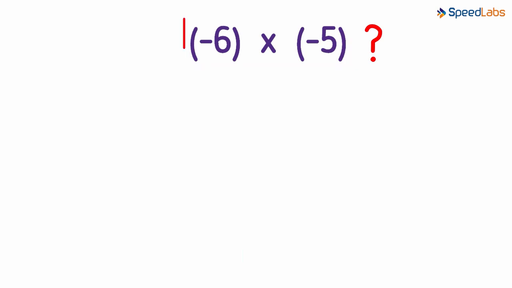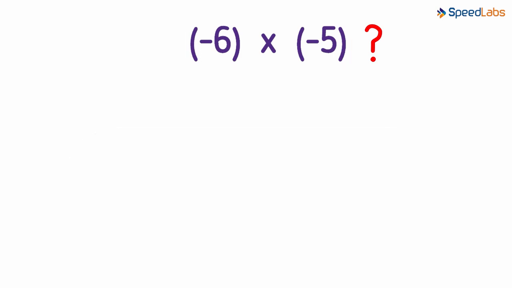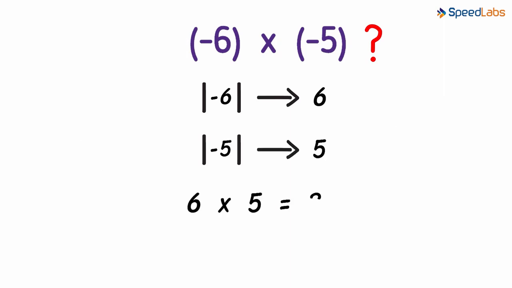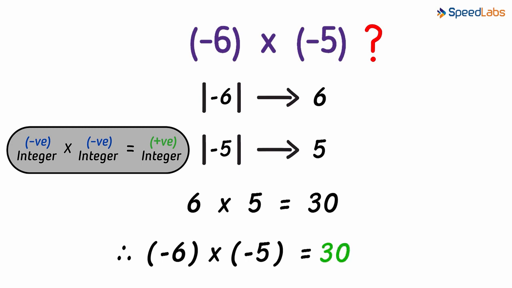Let us see the answer for this question. We know that the product of two negative integers is always positive. So let us multiply the absolute values of the two numbers. We get the product as 30. Is this the final answer? Yes. As the product of two negative integers is positive, the product of negative 6 and negative 5 is 30.